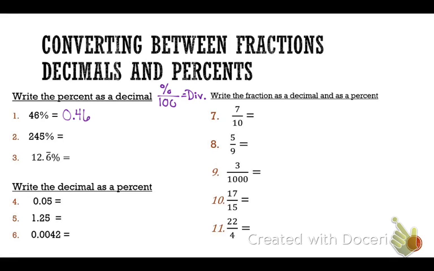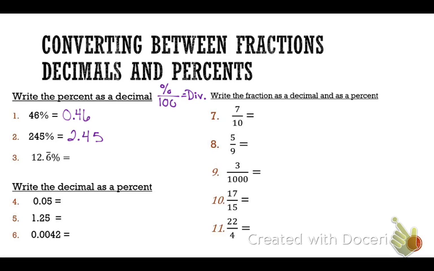I will not require you to show work on this, so you can just say 0.46. I want you to go ahead and do numbers 2 and 3. Just give it a try. What's the second one going to be, guys? 2.45. All right, and that makes sense because 200% is over 100%, which means it's going to have a value more than 1. That's why I have a 2 in my ones place.